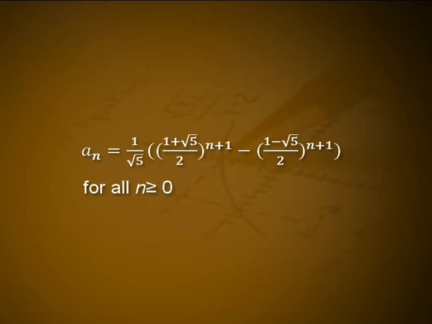Thus, for all n greater than or equal to 0, we have a_n = 1/root 5 times ((1 + root 5)/2)^(n+1) - ((1 - root 5)/2)^(n+1). For n = 0, 1, this formula gives a_0 = 1 and a_1 = 1, as was to be expected.